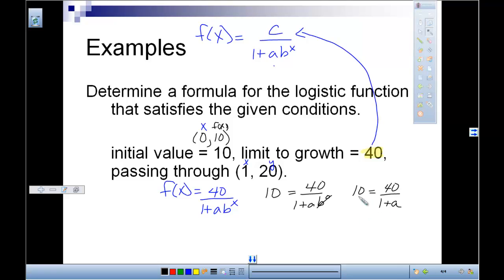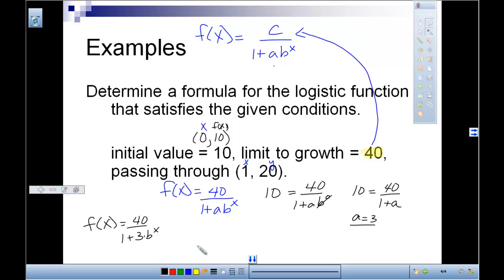We know that if we're going to get 10, 40 divided by 4 is going to have to be the value on the bottom. Well, that means that a is going to have to be 3, because 1 plus 3 is going to give me 4, and 40 divided by 4 is going to give me 10. Now we know that our equation looks more like this: f of x equals 40 over the quantity 1 plus 3 times b to the x. The only thing we're missing now is this value of b.